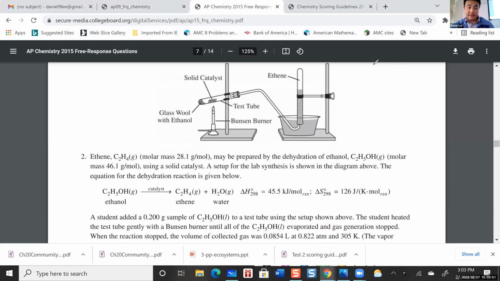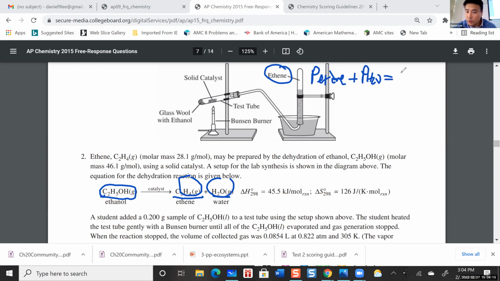And the reaction is given here. So ethanol is decomposed, and you get ethene, which is the gas, and also water vapor. So do you see this ethene collected here? It will also include a bunch of water. So the pressure of ethene plus the pressure of water is the total pressure in the container.